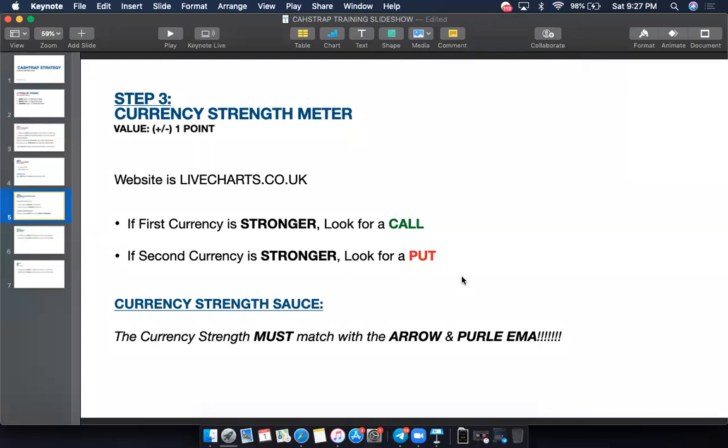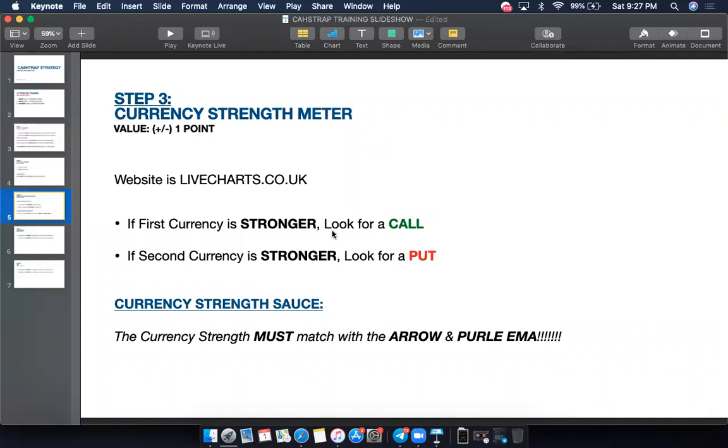But this is going to save you guys any issues from taking away a point or trying to figure out what trades to take. These first 3 steps must be in line for you to take a trade. These first 3 steps are mandatory for you to take a trade. The first 3 steps out of the 5 are mandatory.